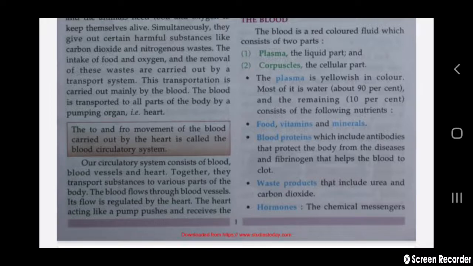Next, waste products like urea and carbon dioxide will leave our body. Through blood they will be transported to our heart, and the heart will send the carbon dioxide to the lungs, and it will go out, and the waste will go out as urine. Next, hormones, the chemical messengers.